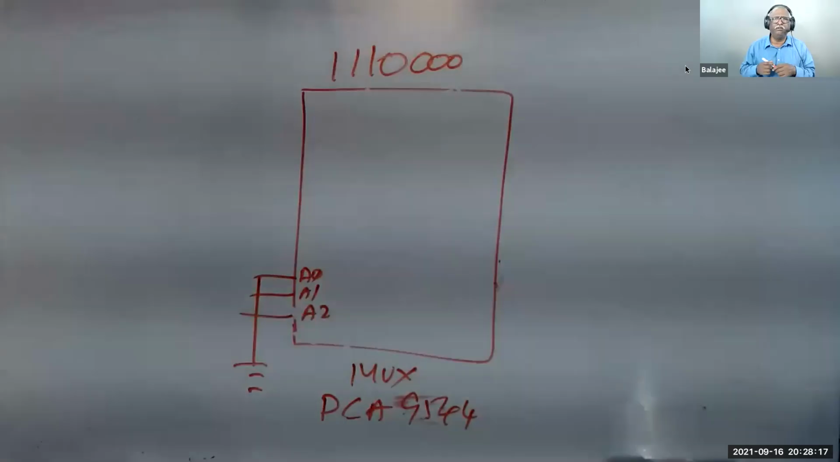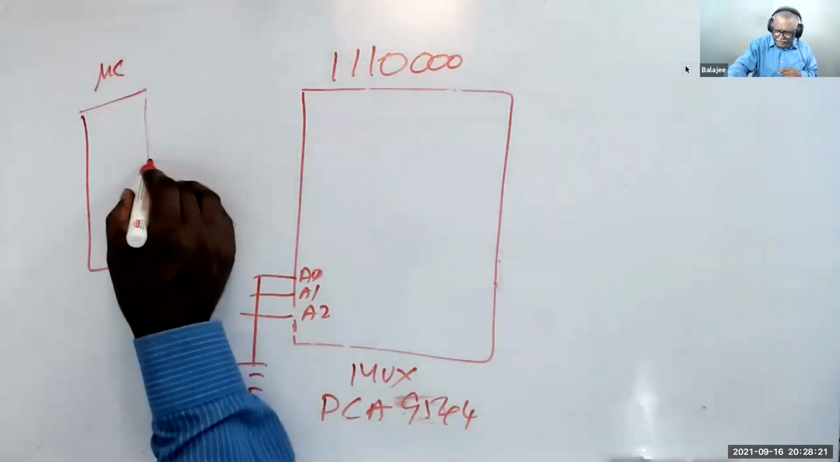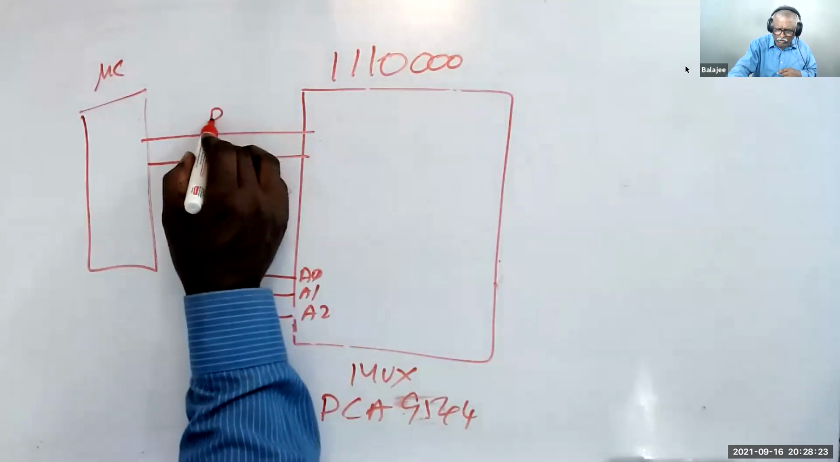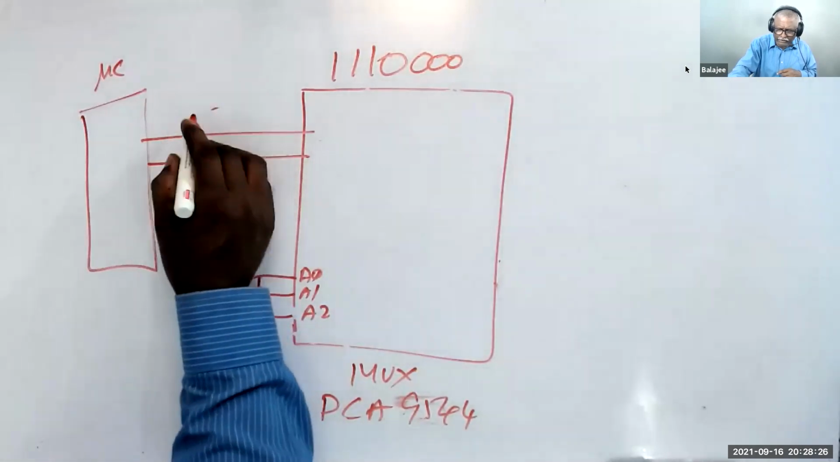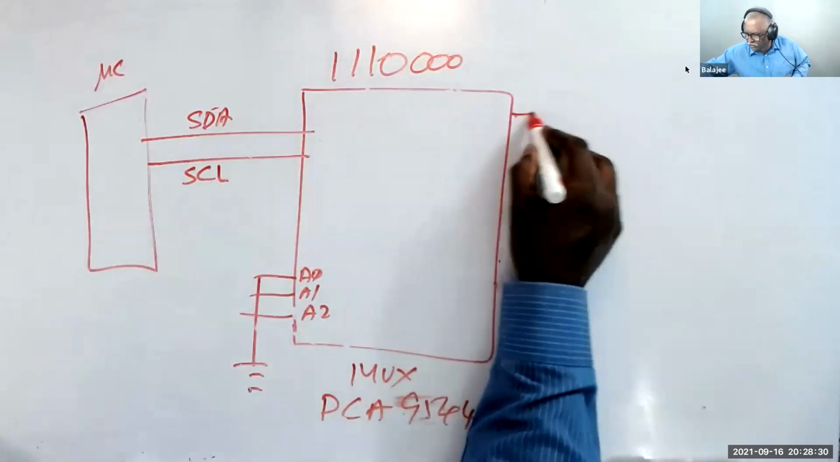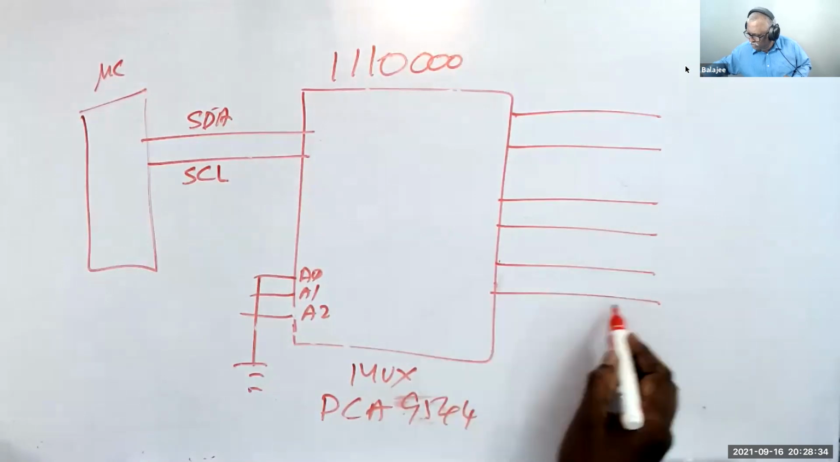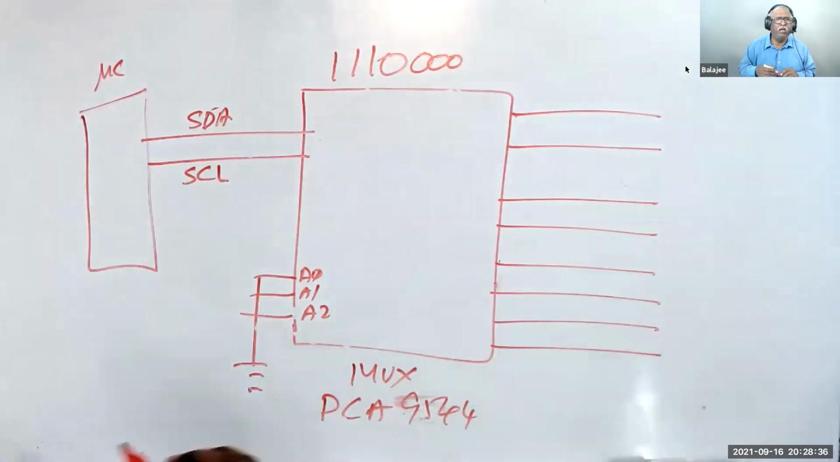So these are things I sometimes cannot just do like that. Now I have a microcontroller which is connected to this guy through SDA and SCL. And here, am I right?